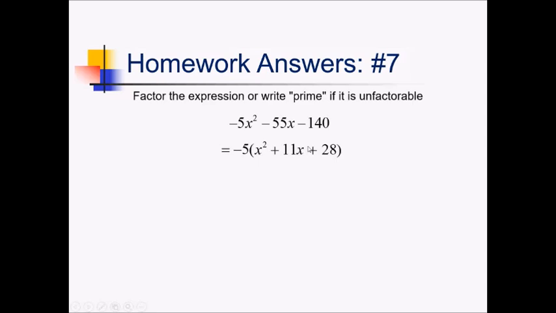And I know that they will both be positive because they multiply to a positive and add up to a positive. So let's see, 1 and 28 is not going to add up to 11. We have 2 and 14, that doesn't work. 4 and 7 works. So I'll split this up into x plus 4 and x plus 7. And don't forget to bring down that negative 5 at the end.